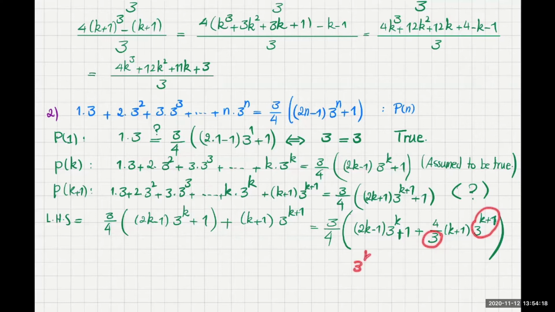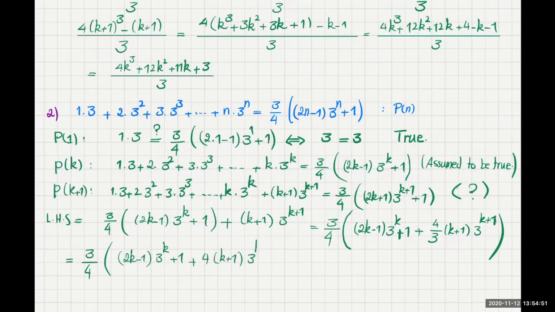3 to power k plus 1 divided by that 3. If you remember, I need to subtract the exponents. The exponent here is 1, so it becomes k plus 1 minus 1, and it becomes 3 to power k. So it means that instead of this one and this one, I can simply write 3 to power k. So let us do that. So this becomes 3 over 4. Then I have 2k minus 1, 3 to power k plus 1. And then I will have 4 times k plus 1, 3 to power k.